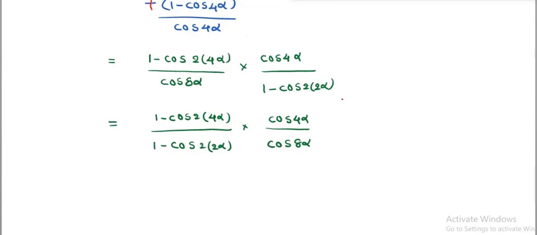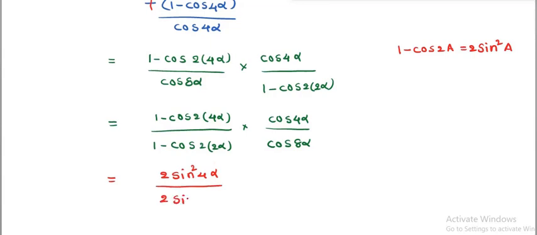So what is the formula? 1 minus cos 2A is equal to 2 sin square A. So I will write 2 sin square 4 alpha, A replaced by 4 alpha. And 2 sin square, A replaced by 2 alpha, into cos 4 alpha by cos 8 alpha.